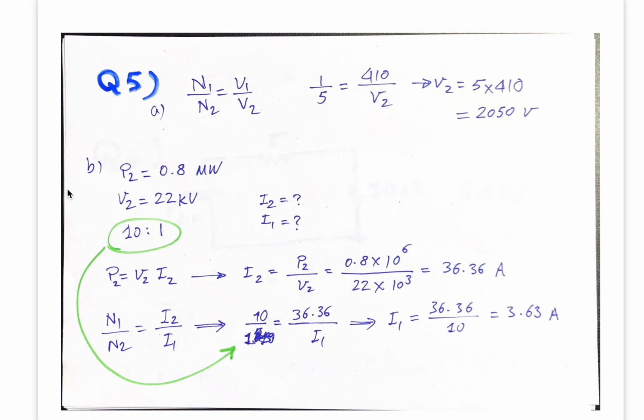Section B is about secondary and primary currents. The load power is given, and you know here usually we say load is actually on the secondary side.